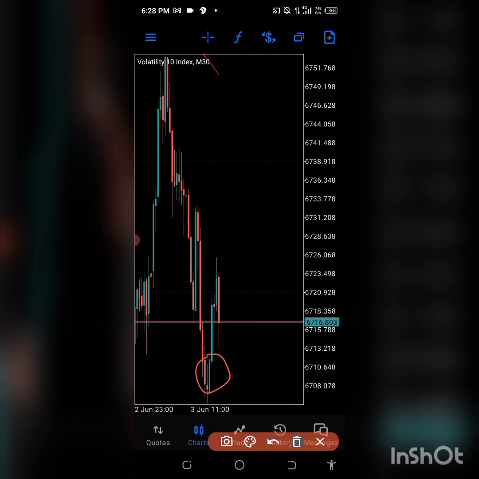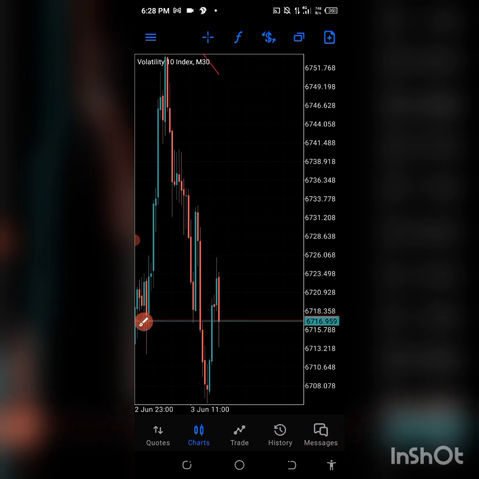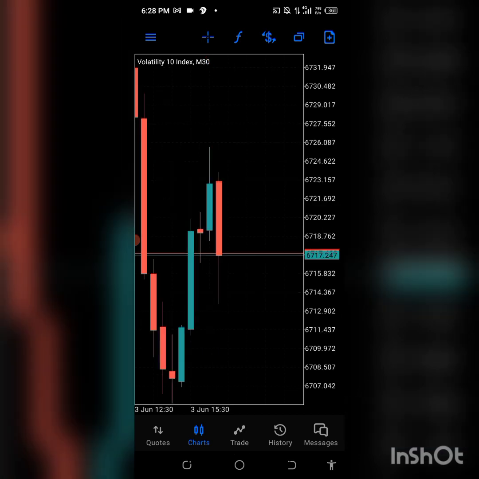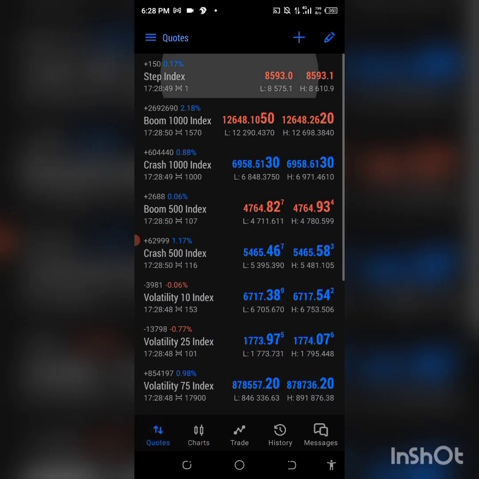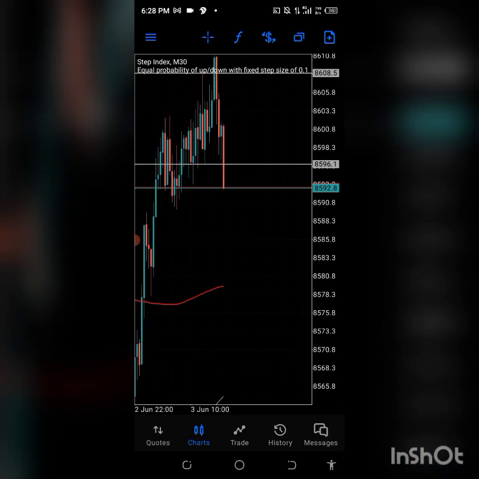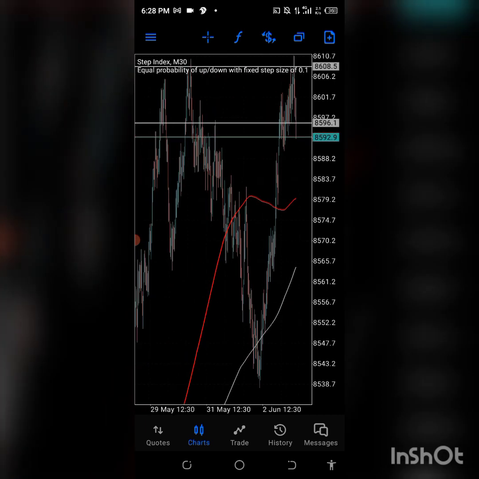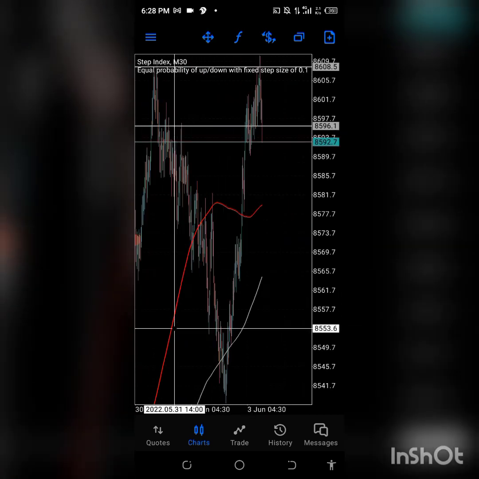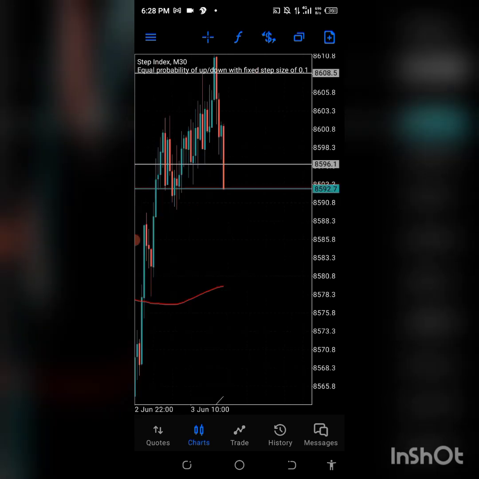If you can see, before I started doing this video, I was on some sells on this one. Then the next one was Step Index. I bought Step Index. Step Index is still falling down. I believe it will still go more down. I think it should fall down to somewhere like here, because that creates a double top there already. Okay, so that was the reason why I entered this Step Index sell.